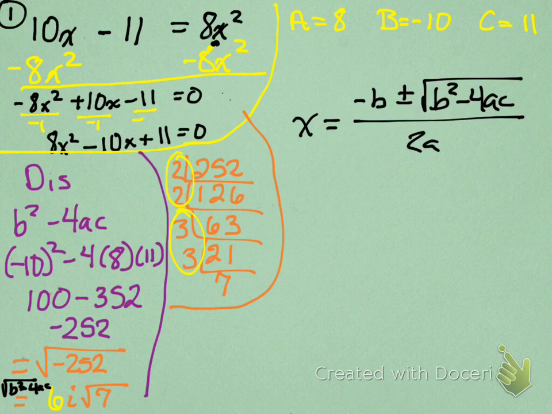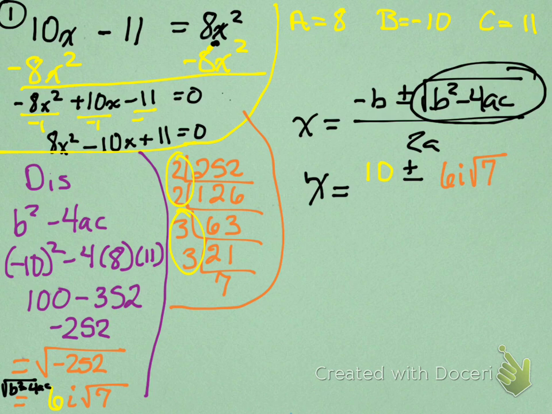So I can replace that entire thing with the 6i square root of 7. The negative b is going to get replaced by the opposite of whatever my b is. So my b is a negative 10, so the opposite of negative 10 is 10, plus or minus 6i square root of 7, divided by 2 times my a, which is 8.